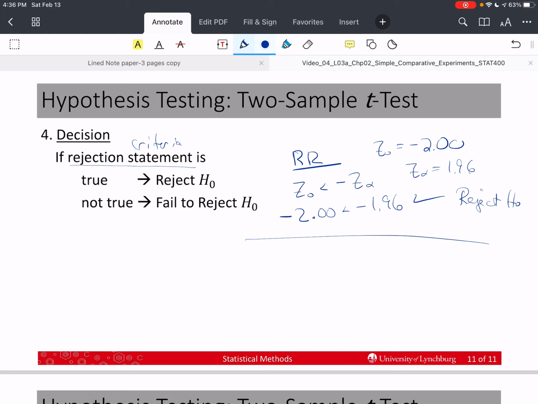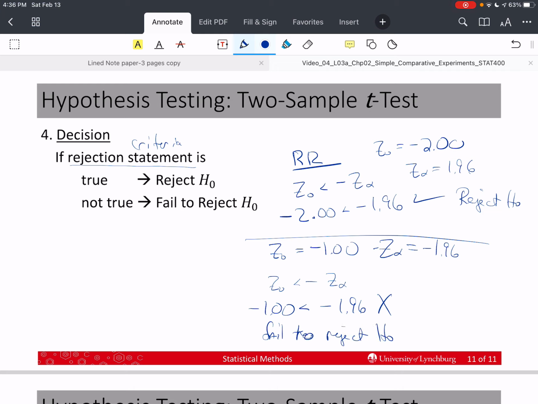Now, what if we had z naught equal to negative 1.00, and still negative z sub alpha equals negative 1.96? Then we'd have z naught less than negative z sub alpha, so negative 1.0 less than negative 1.96. That's not true, so we fail to reject h naught. And that's what we're saying here. If the rejection statement is true, reject h naught. If it's not true, we fail to reject h naught.